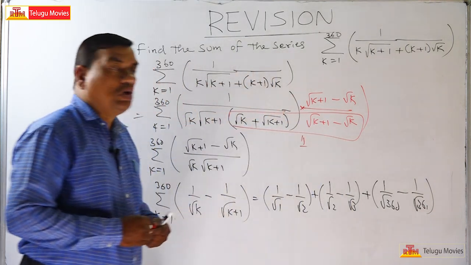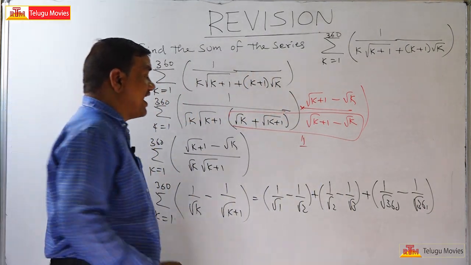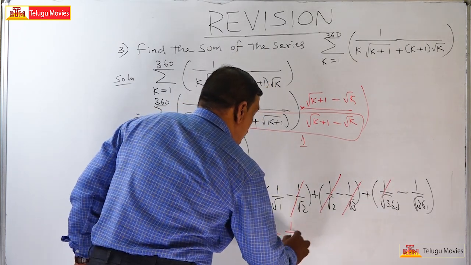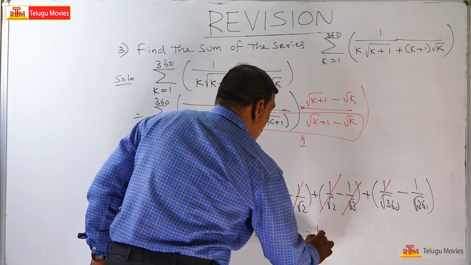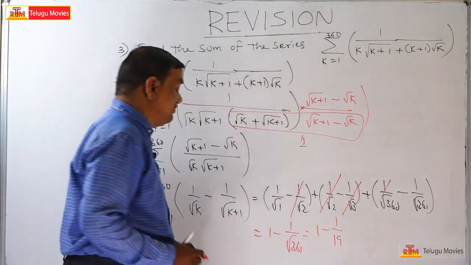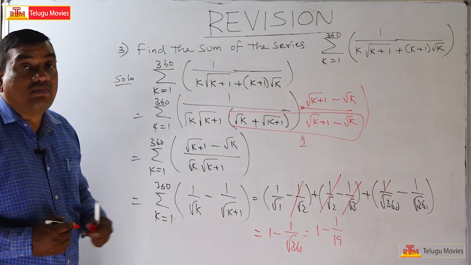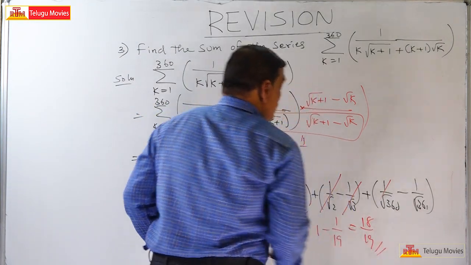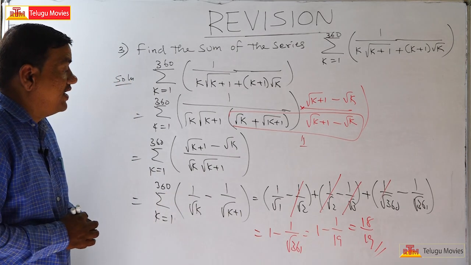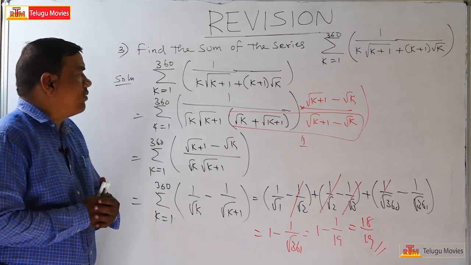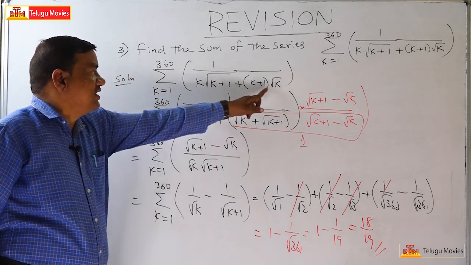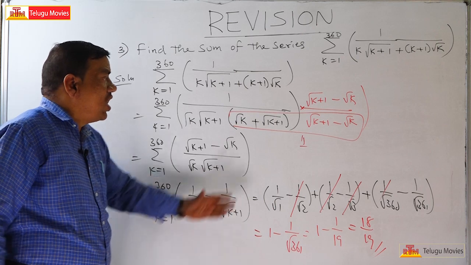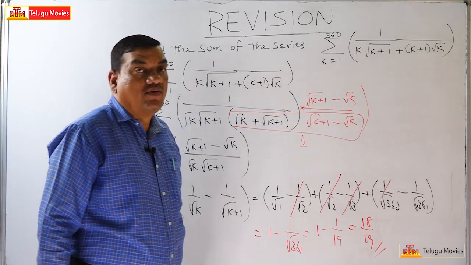Everybody knows that here cancellations will take place, all terms will cancel. So, this is 1 minus 1 by root of 361. Root of 361 means 19. So, 1 minus 1 by 19, this is equal to 18 by 19. So, 18 by 19 will be the final answer. So, very easy problem. The only idea that you have to get is take root of k into root of k plus 1 common outside. Afterwards, multiply the numerator and denominator with this term.